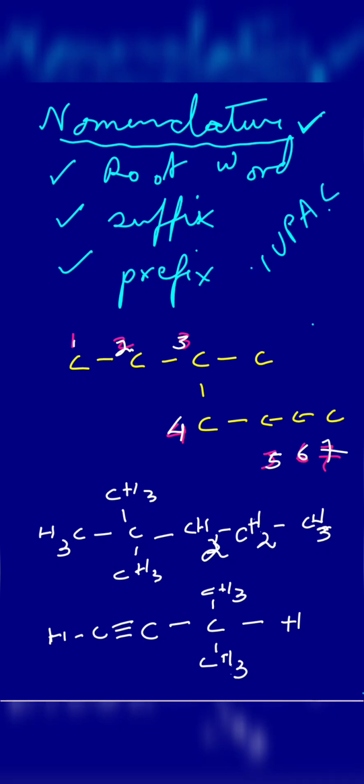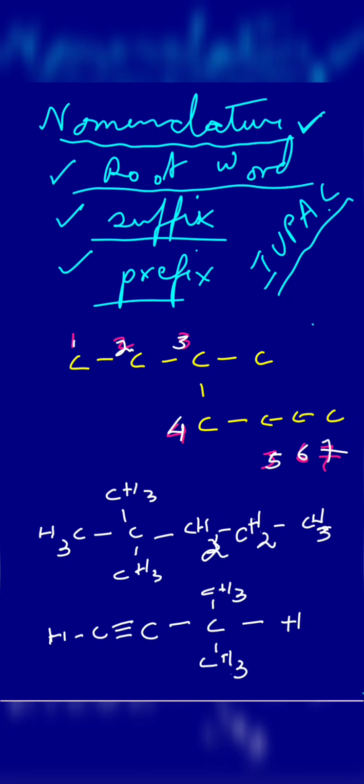IUPAC. I'm sure you know, International Union of Pure and Applied Chemistry. And it made its rules since 1957. Now these rules I will be just telling you. Number one, look at here. Of course, this is based on class 10's level, not higher level. So let's see the three things you need to know. Root word. Now root word means you have to count the number of carbons. Look at this example. Root word here, carbons, how many are there? 7.